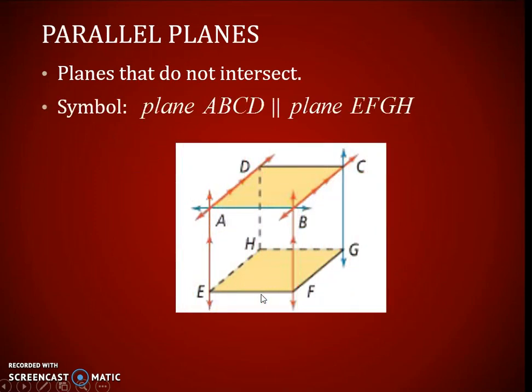Parallel planes, planes do not intersect. If you look at this cube again, plane ABCD is parallel to plane EFGH. So they are parallel planes. They're parallel to each other. And we use this symbol right here. And we just write plane ABCD is parallel to plane EFGH.